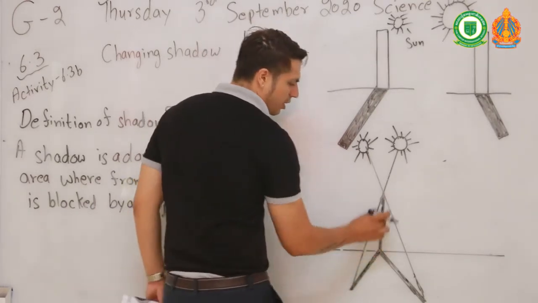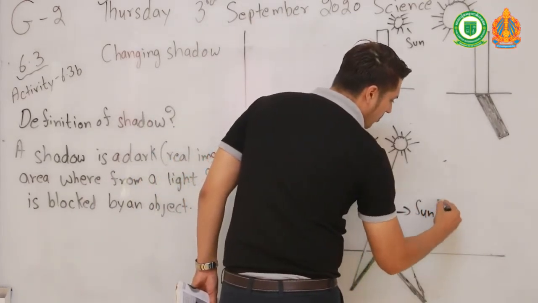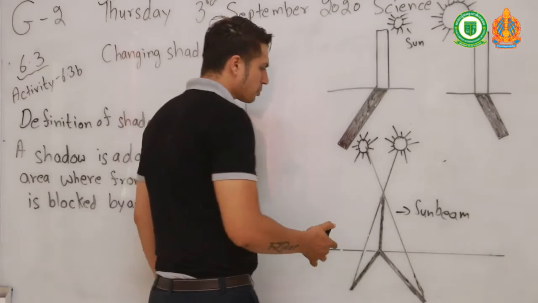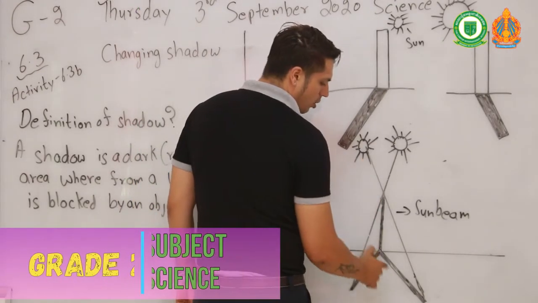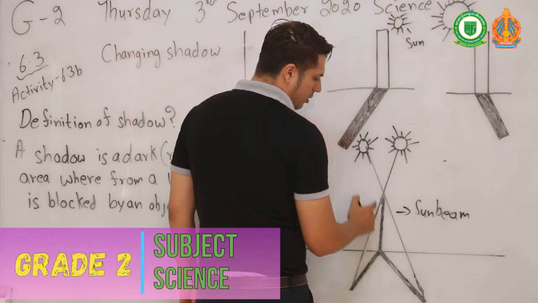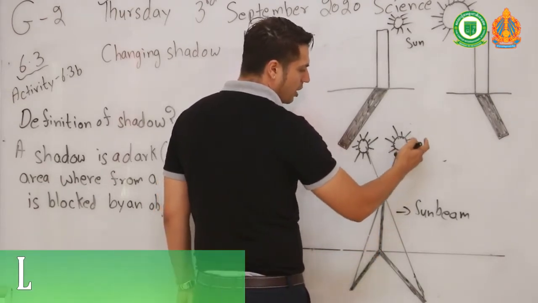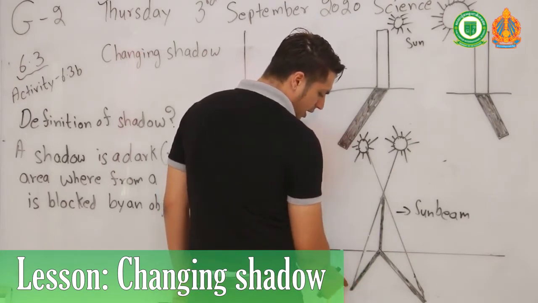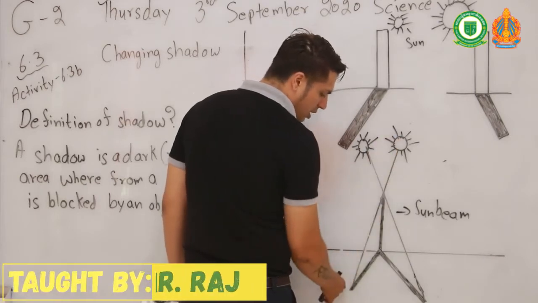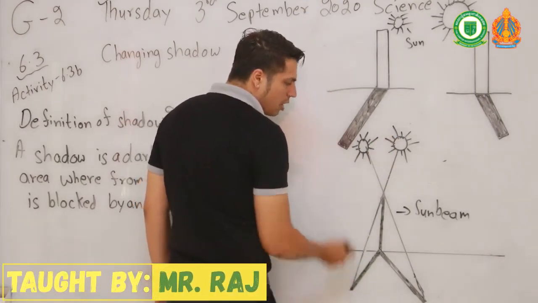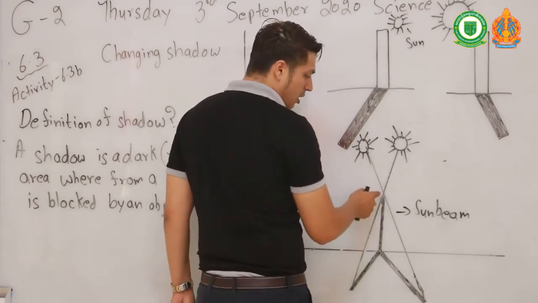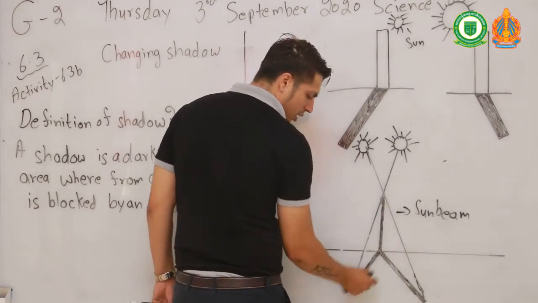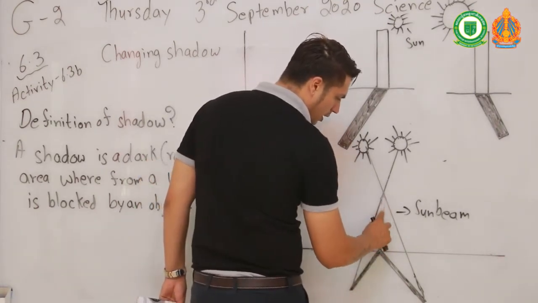So here is a stick. This is the sunbeam. So now the sun is here and on this side. Let's see this one first. Now the sun is here and the shadow is formed here. You can see this line. It's a straight line from the sun to the end of the shadow, but it goes across this stick. This is a real stick, this is the shadow.